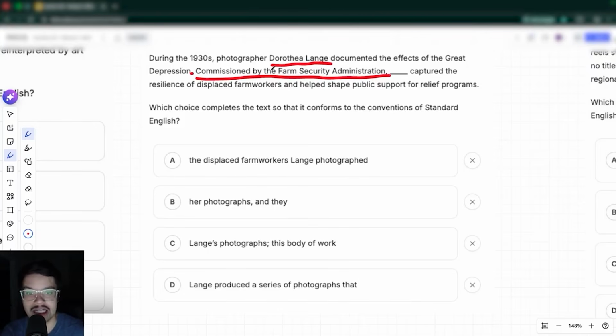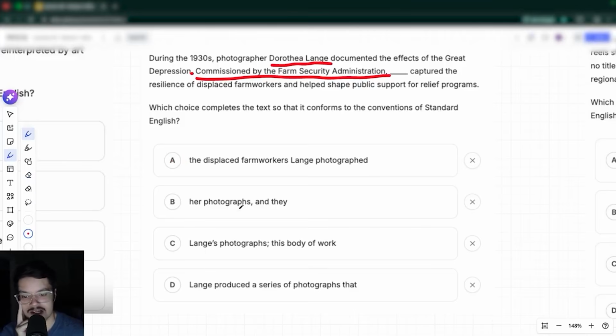So Dorothy Lange is really who is going to have to be right at the beginning of the choice. Okay, the displaced farm workers. Even though maybe that could make sense, like maybe the Farm Security Administration went to displace farm workers, based off this previous sentence, it wouldn't make sense. We're talking about Dorothy Lange here, not displaced farm workers. So probably not. But actually, I'll go ahead and keep it. Maybe there's a chance I could be wrong on that.